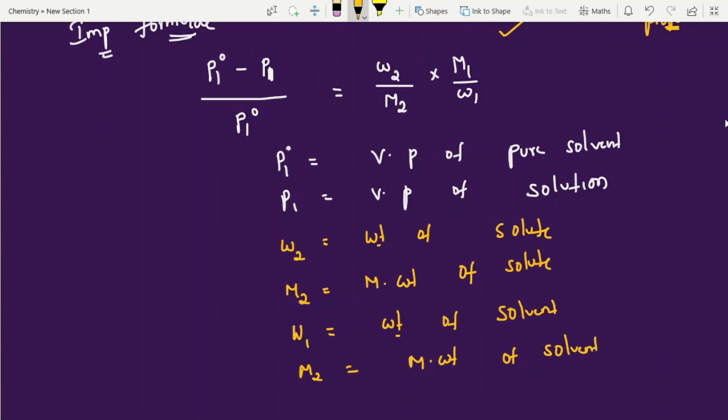Now what numericals are they asking based on this? I will cover that in the next video. Okay. Now note it down. Next one, elevation in boiling point. This is the relative lowering of vapor pressure. Write down the relative lowering of vapor pressure formula. Next, elevation in boiling point.